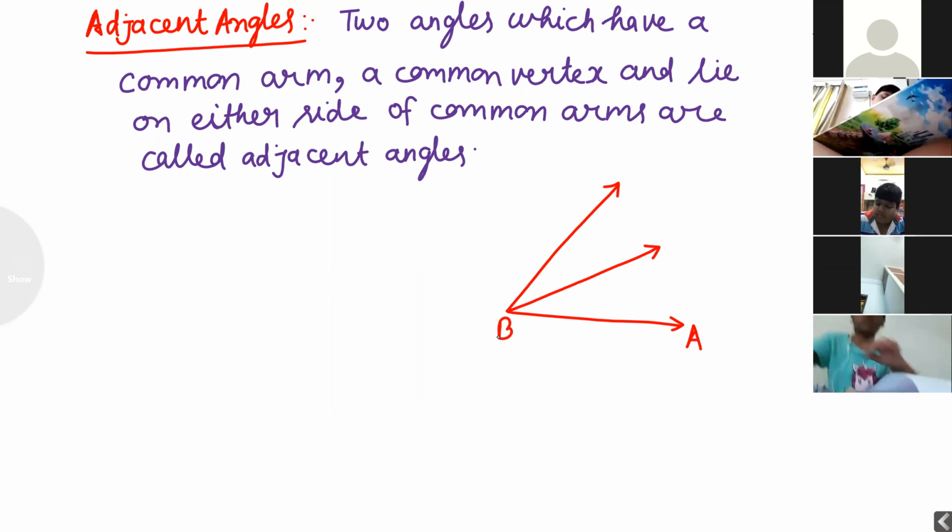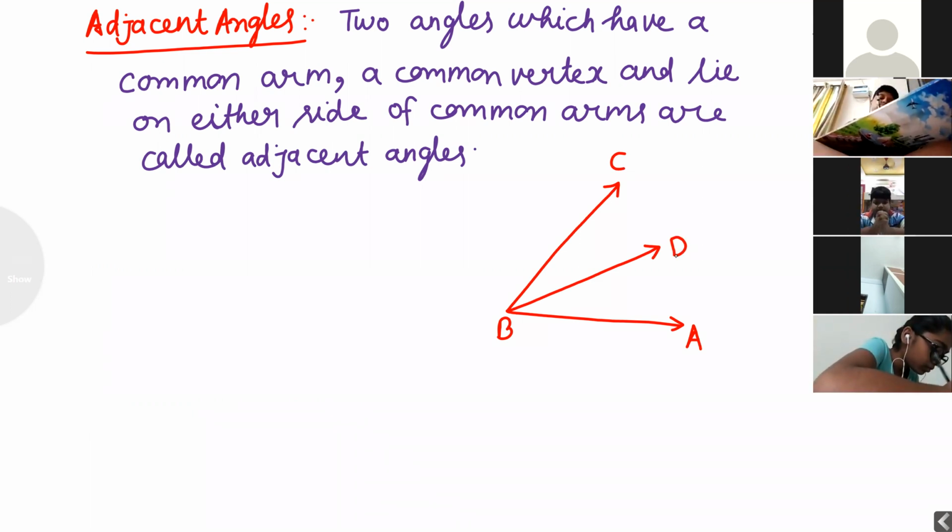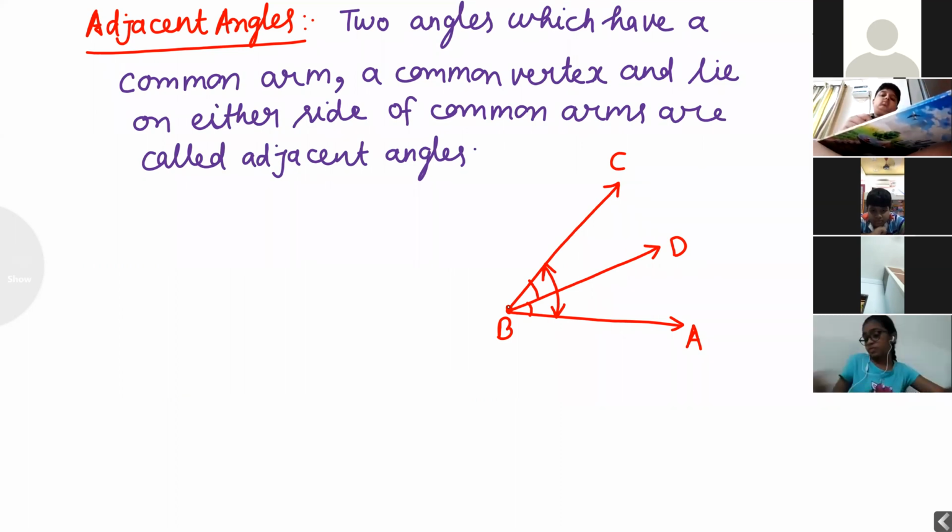Don't draw this figure, first listen. Listen carefully, students, to the concept I have given here. Stop writing, everyone, concentrate here. What is an adjacent angle? Two angles which have a common arm. In this figure, which side is common? BD side is the common arm.